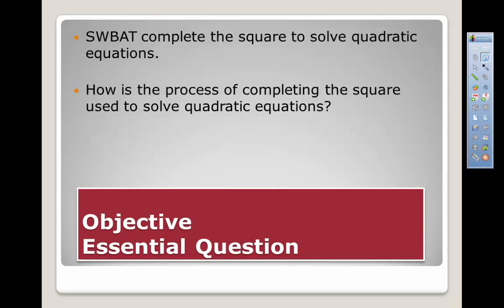So once again, we have this quadratic equation that can be difficult to solve sometimes. Lots of times it won't factor. Sometimes the square root method won't be really that easy, so we have to do what's called completing the square. But completing the square does involve doing square roots, so that's the skill that we needed to develop in order to be able to do this. So we're going to see a little bit of that as we go through this. So naturally, the essential question is how is the process of completing the square used to solve quadratic equations? Well, we'll find out.